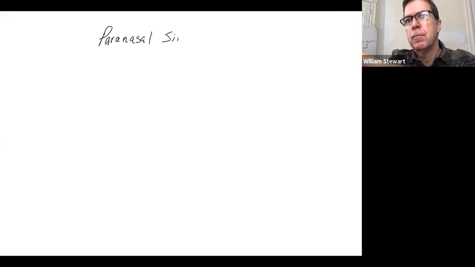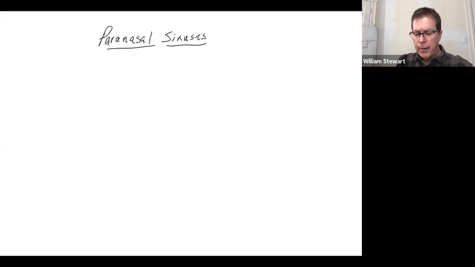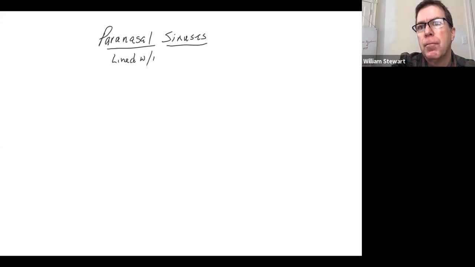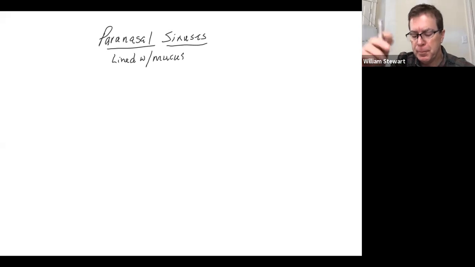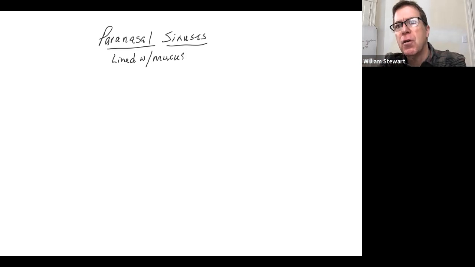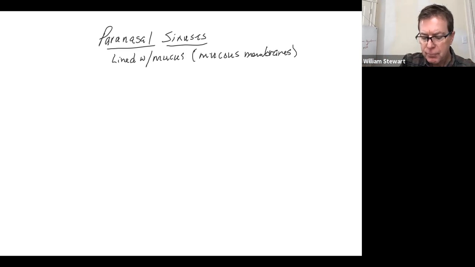Paranasal sinuses. These are basically air pockets or air cavities within bones. They're not super large. They are lined with mucus, or so you can call them mucous membranes. It's actually the membranes that secrete the mucus fluid, and they drain into the nasal cavity.